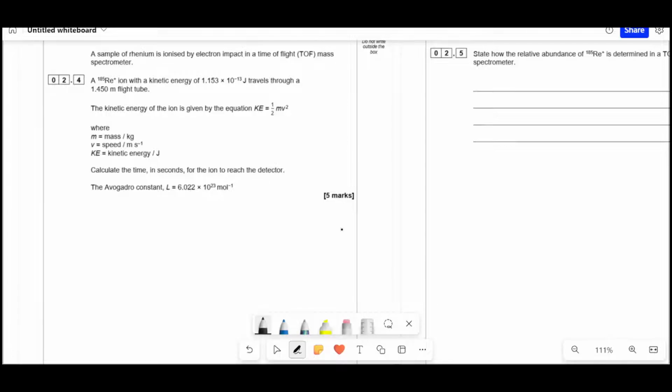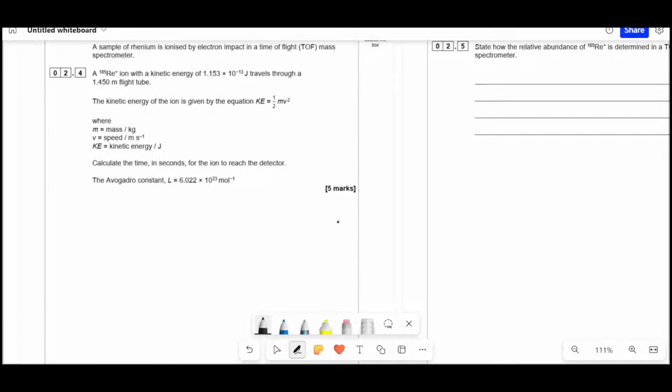Every time I go through this with people, they immediately panic and don't know what to do because they're trying to follow a routine and the routine doesn't work. Routines don't work. You have to understand what you're doing. So instead of following a routine, actually just think for a second, what do they want me to do? And what are my clues to getting there? They want you to find the time taken to travel from the start to the end of the detector.